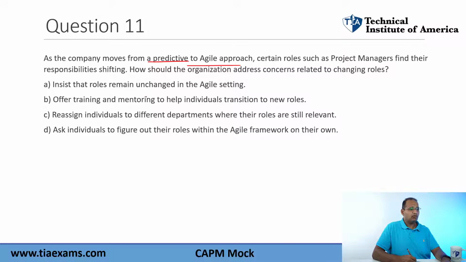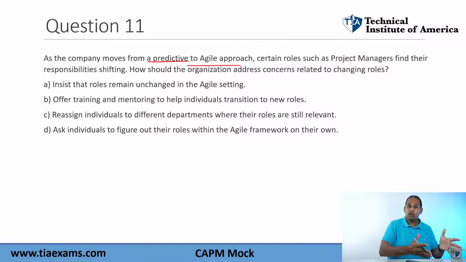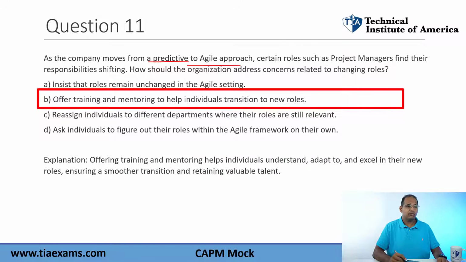Insist the roles remain unchanged during the agile setting. Offer training and mentoring to help individuals transition. Reassign individuals to different departments where their roles are still relevant. Ask individuals to figure out their roles within the agile framework. Okay, best answer here, guys, if you follow an agile mindset, all right? An agile mindset is a servant leader. A servant leader, first of all, helps people, mentors people, trains people, works with people. They don't dictate to people. And if you understand that, the answer is pretty straightforward.